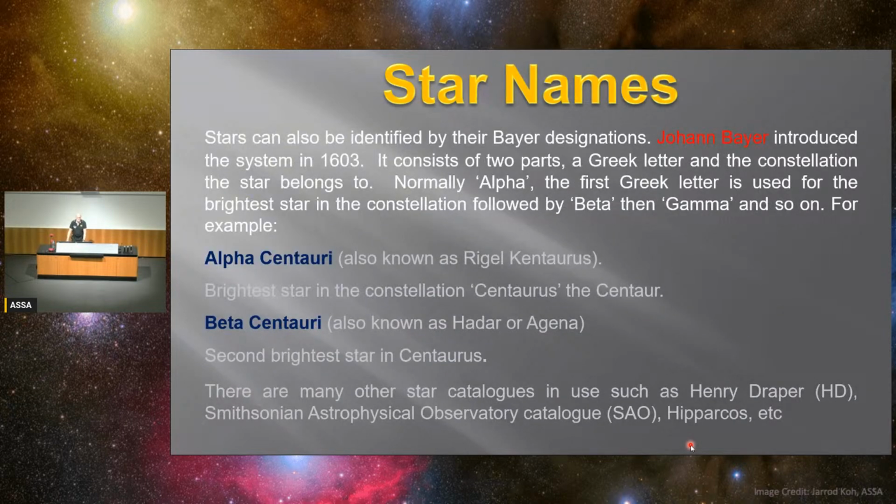Now, stars can also be identified by their Bayer designations. Johann Bayer introduced the system in 1603, and it consists of two parts, a Greek letter and the constellation that the star belongs to. So normally Alpha, the first Greek letter, is used for the brightest star in the constellation, followed by Beta, then Gamma, and so on. But this is not always the case, but usually. As an example, Alpha Centauri, which I already mentioned, is the brightest star in Centaurus, the Centaur. And then Beta Centauri, also known as Hadar or Agena, is the second brightest star in Centaurus.